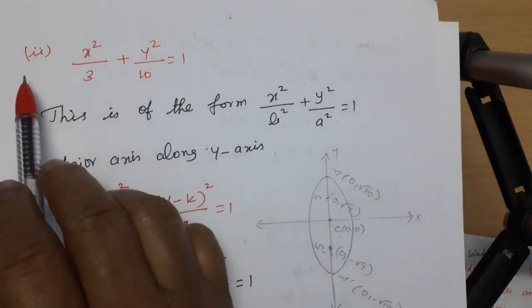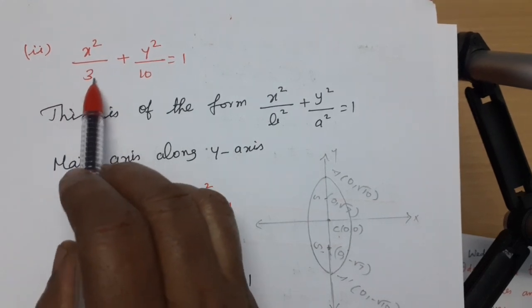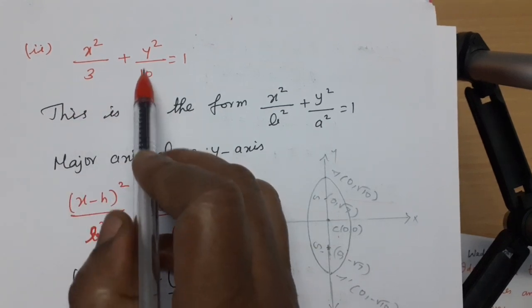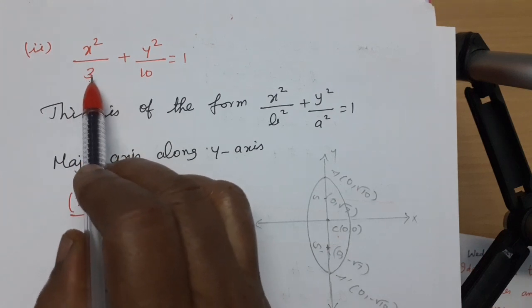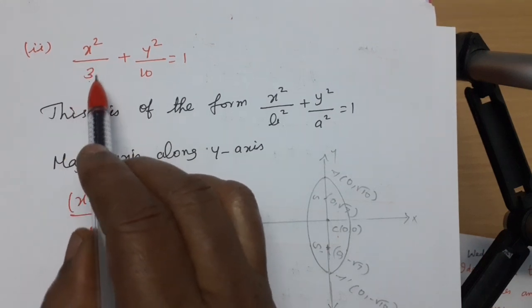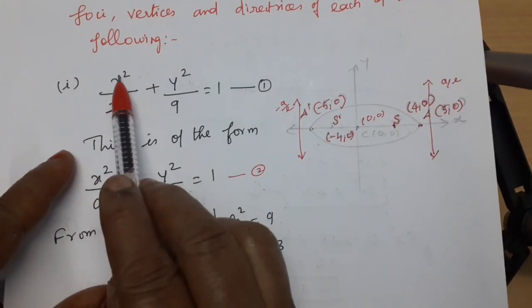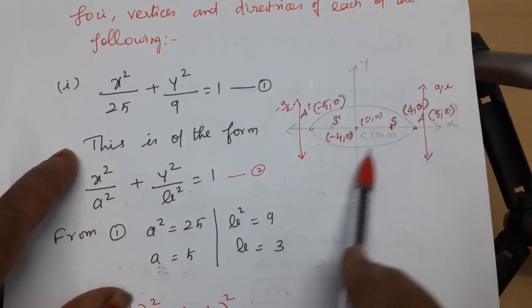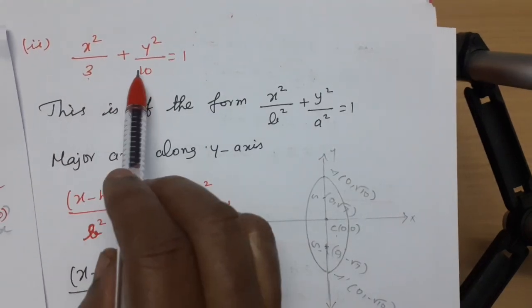See the 5.2 8th part, the second subdivision, same model, x square by 3. See, the denominator of the x square is the smallest number compared with the y square. The denominator of x square is smallest, so it is easy to understand. The major axis is along what axis? Y axis. Comparing this one, x square by 25, the denominator of the x square is the biggest value, which means the major axis of the ellipse is the x axis. The denominator value is very small.